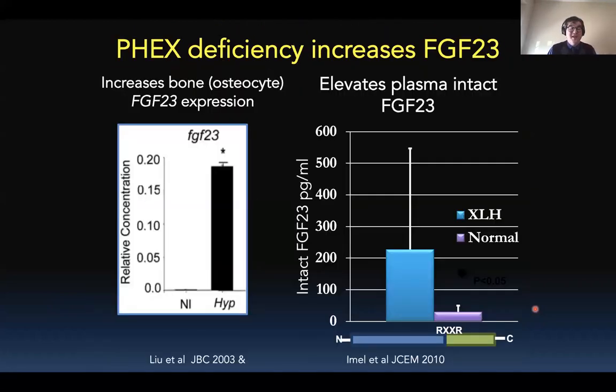So the 4-year-old girl I talked about before, this is just different views of her same x-rays. She ended up, despite her negative family history and her tall parents, having a PHEX mutation. So PHEX deficiency is the cause of X-linked hypophosphatemia, the most common cause of hypophosphatemic rickets. And when you don't have PHEX, the osteocytes make more FGF23, as seen on the left, where that results in high intact FGF23 levels in blue here as compared to the controls in purple.